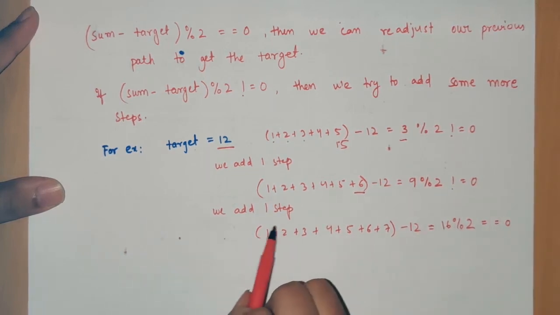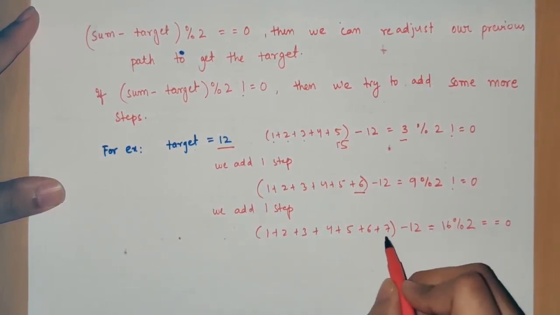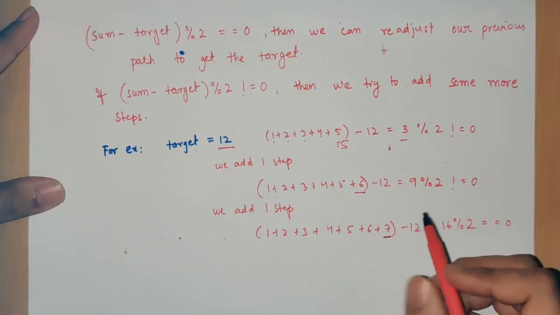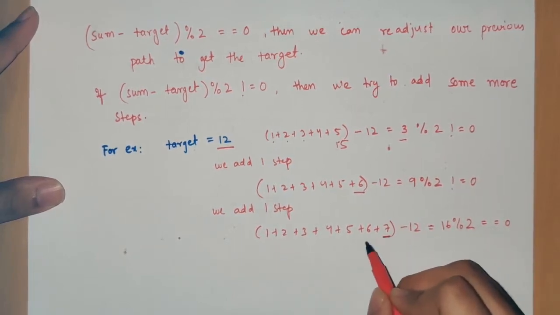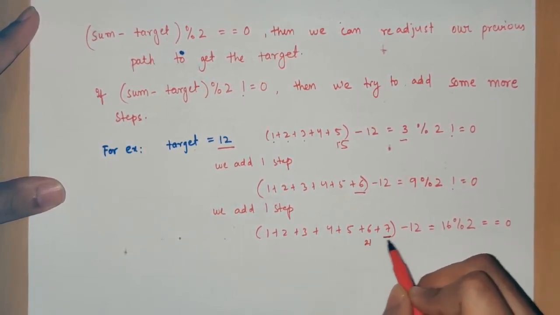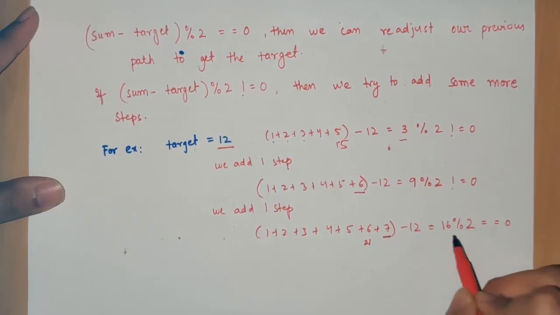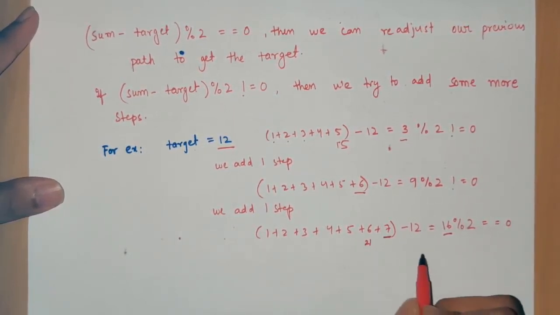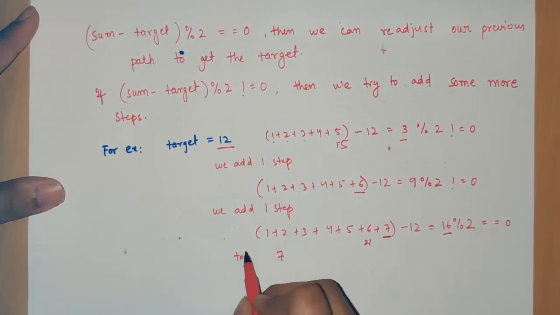So we add one more step. Now we added 7. So we have 21 plus 7, which is 28, minus 12 is basically 16. So 16 mod 2 is equal to 0. So at this point we found that total steps is equal to 7.